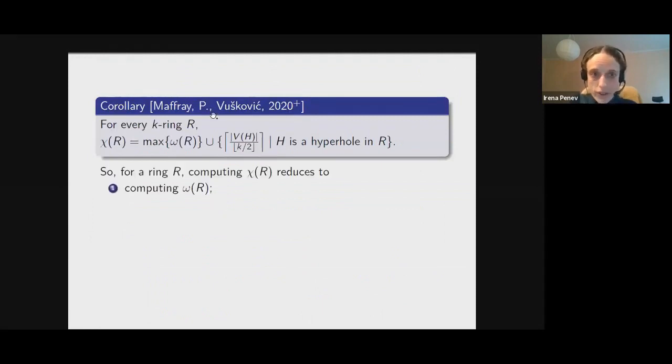So here's our corollary. This gave us a formula for the chromatic number of a ring. So what do we need to do? Well, we need to find the clique number.